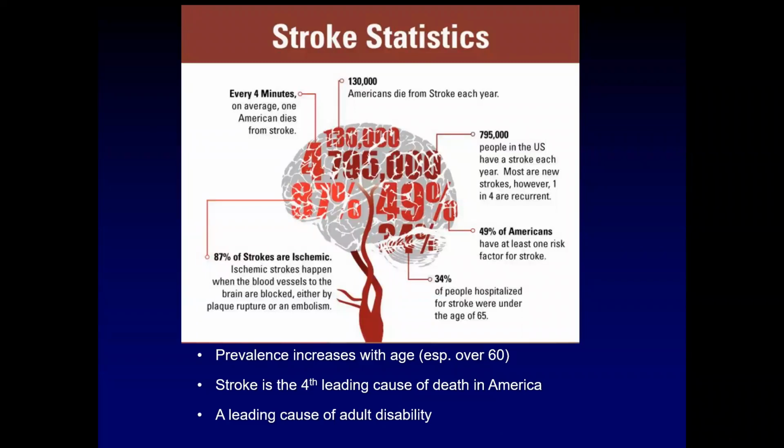This is the 4th leading cause of death. It's not the number one, but it is a leading cause of adult disability. Every 4 minutes, someone dies from a stroke. We have about 800,000 strokes each year. Most people are having their first stroke, but about a quarter of people, if you had one, you're at a very increased risk of having another.